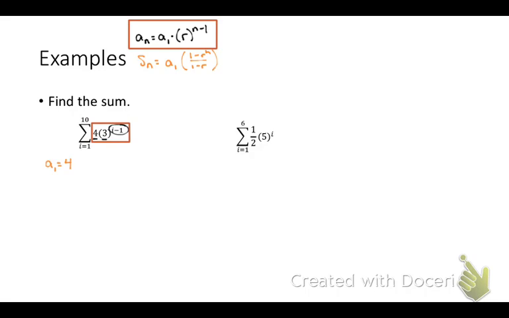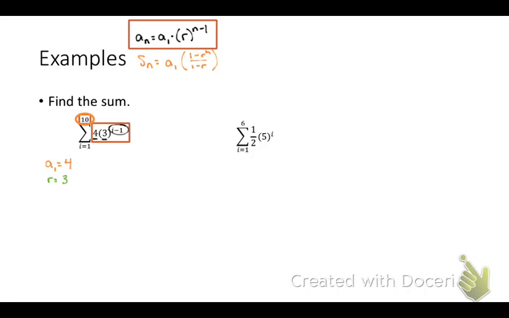So we have our first term. What is our common ratio? What number keeps getting multiplied by itself? What number is the base of my exponent? 3. Now, do we have all the information that we need? You bet. We have the first term, we have what r is, and we know how many terms. How many terms are we going to add up? 10. Right there at the top. Whatever number that is tells us how many numbers we're going to add together.